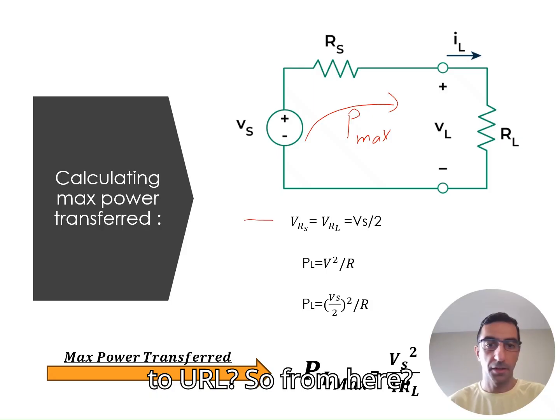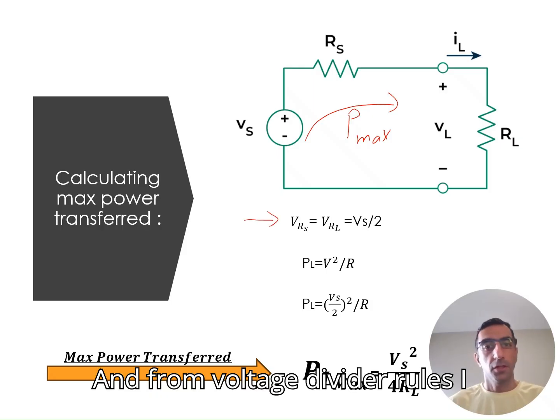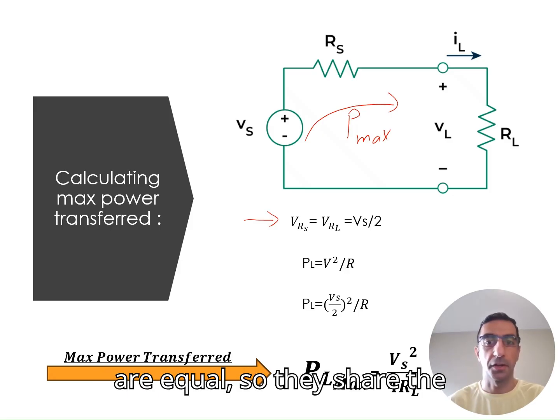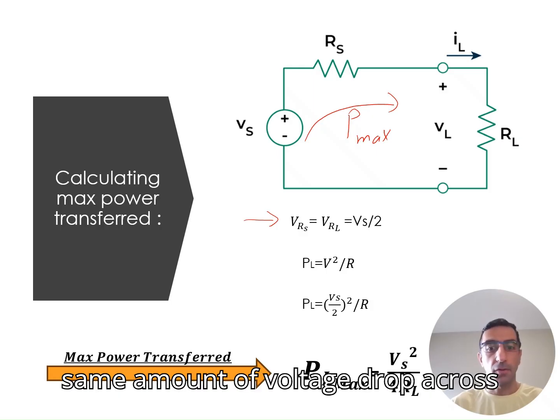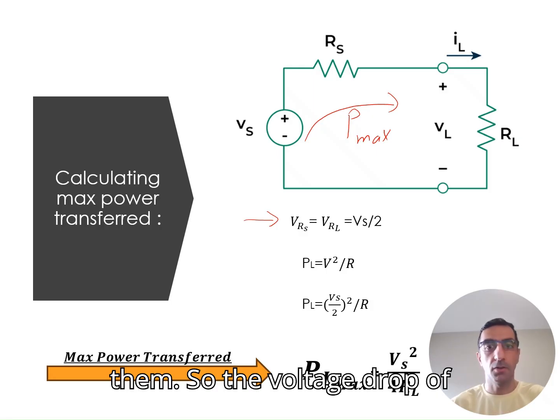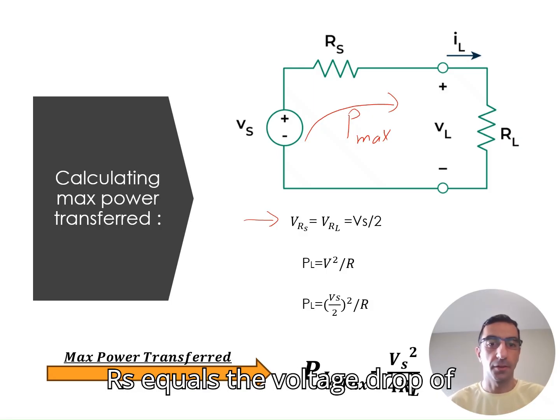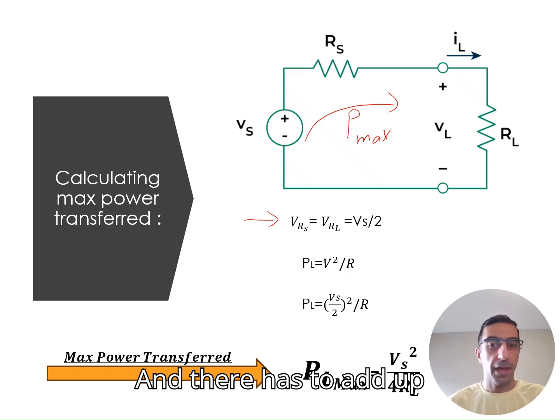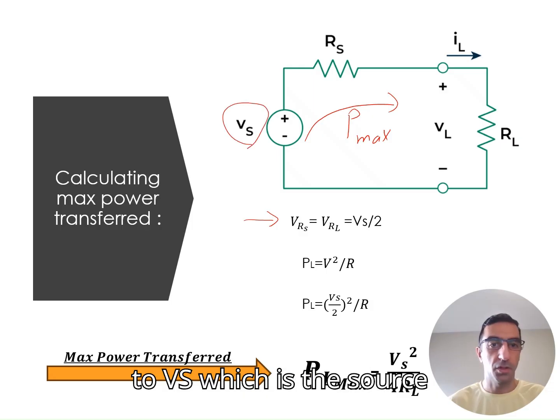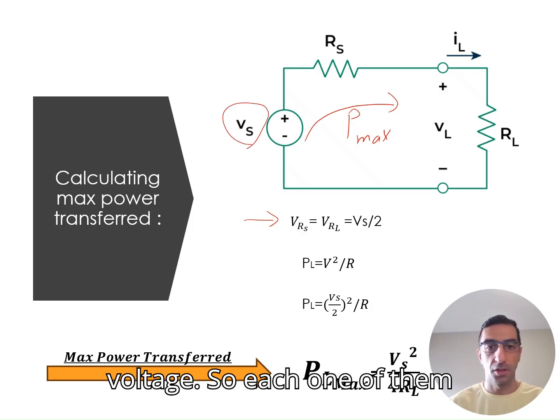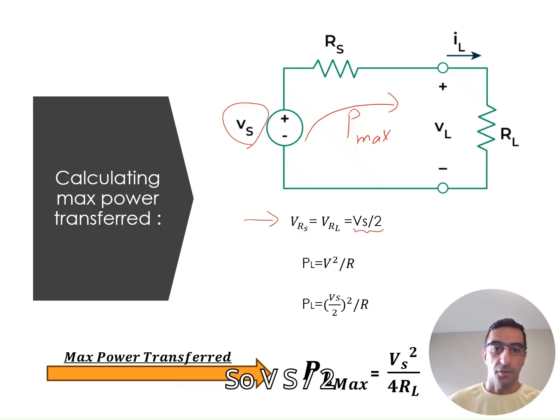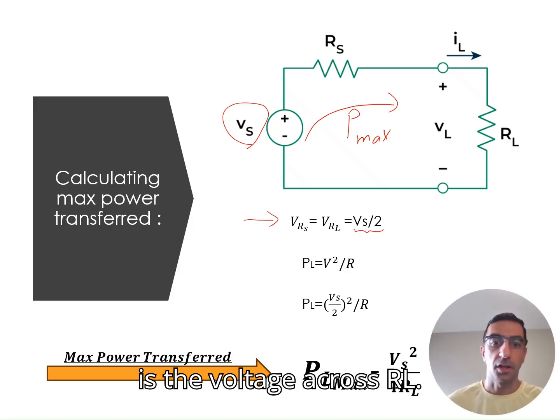From voltage divider rules, I know that if these two resistors are equal, they share the same amount of voltage drop across them. So the voltage drop of RS equals the voltage drop of RL. So VRL equals VRS, and they have to add up to Vs, which is the source voltage. So each one of them shares Vs over 2. So Vs over 2 is the voltage across RL.